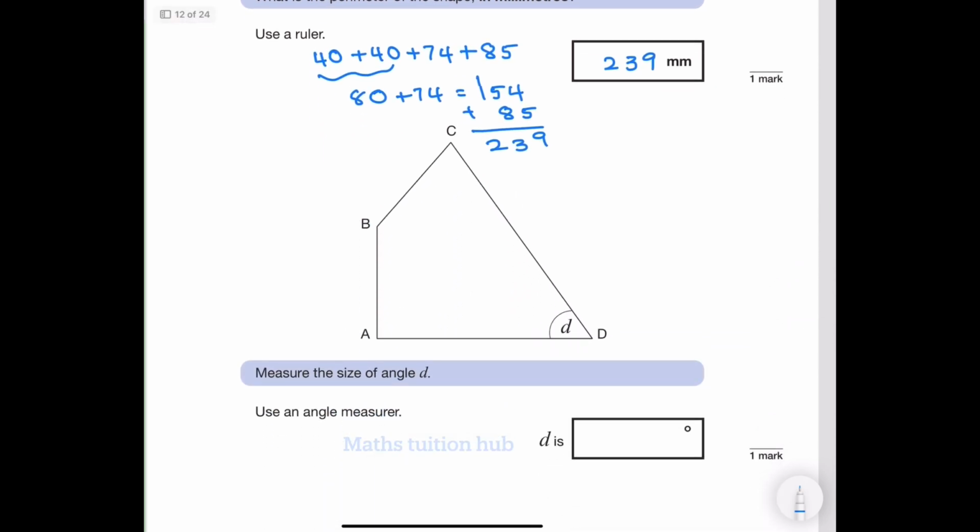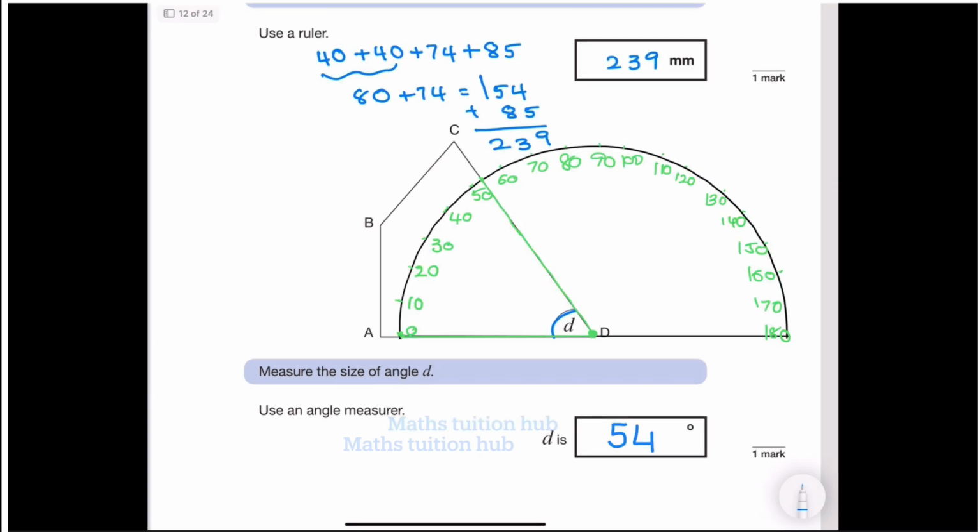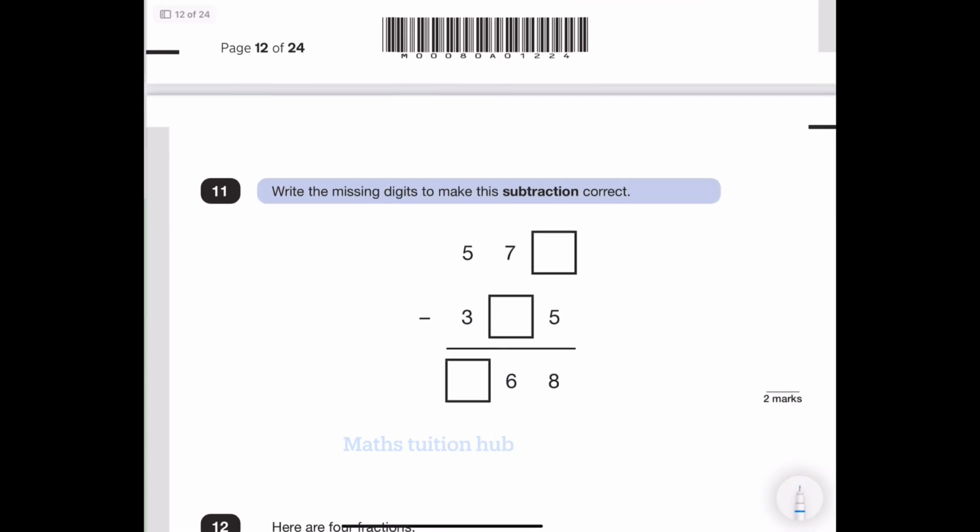The next question, we have to measure the size of angle D. So we need to use the protractor. The middle of the protractor should be on vertex D, and then the bottom line of the protractor will be on A.